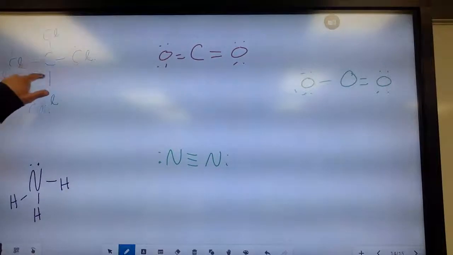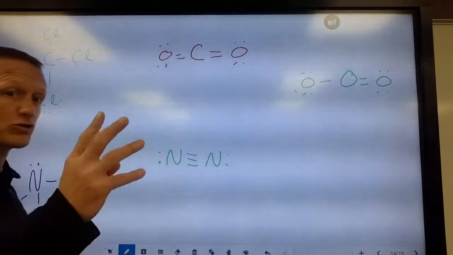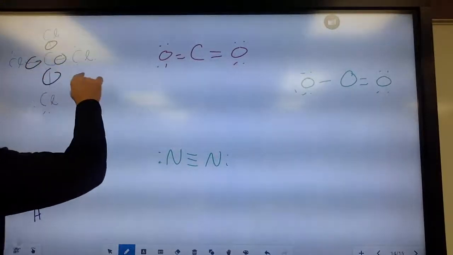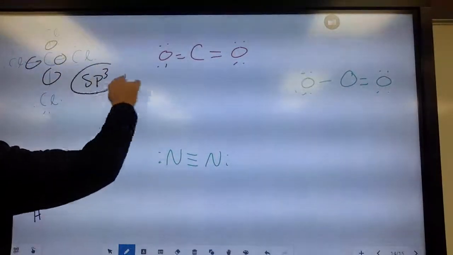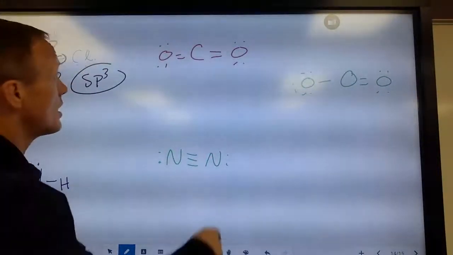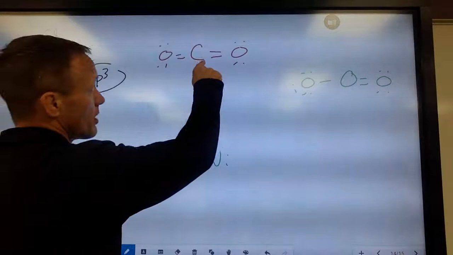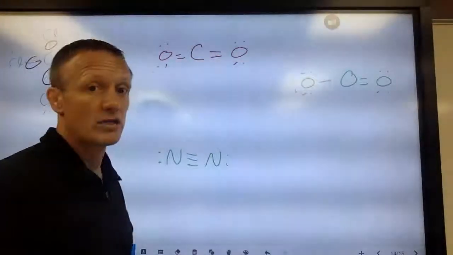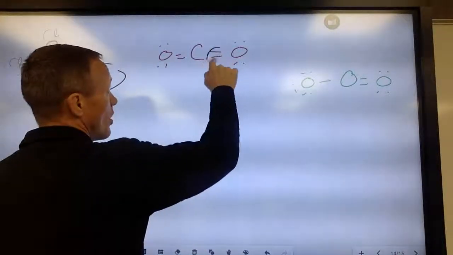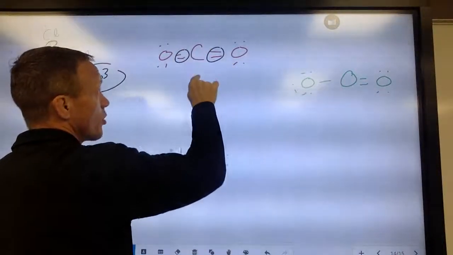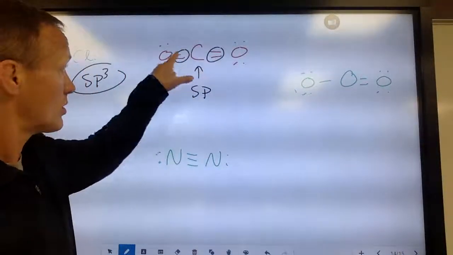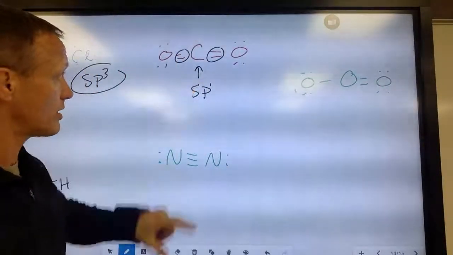If we look at this carbon right here, there's 4 electron regions, 1, 2, 3, 4. So that is sp3 hybridization. 3 plus 1 means 4. There'd be 4 hybridized orbitals. If you look at this carbon right here, double bonds just count as 1 electron domain or 1 electron region. So you've got 1, 2 around that. This carbon is just sp hybridized. 1 plus 1 adds up to 2.